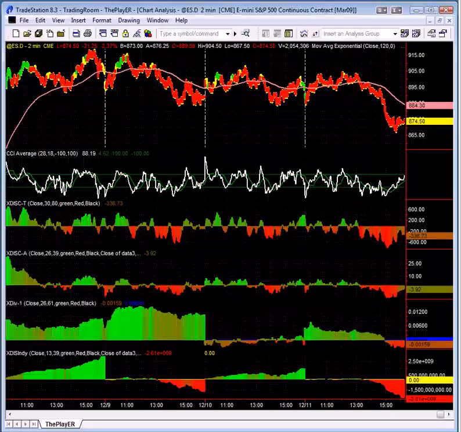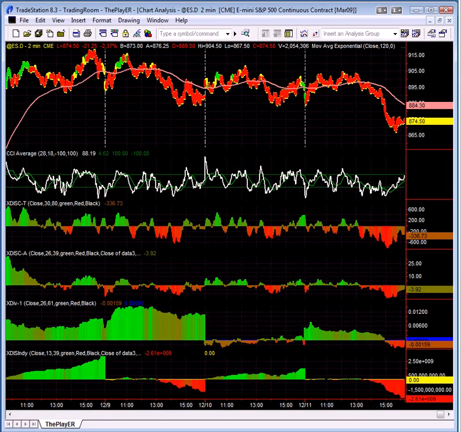First thing we're looking at here is a chart of the market. This is the mini S&P 500 futures contract. Yesterday's close was Thursday, December 11th. This is Friday morning. Kind of a choppy week.